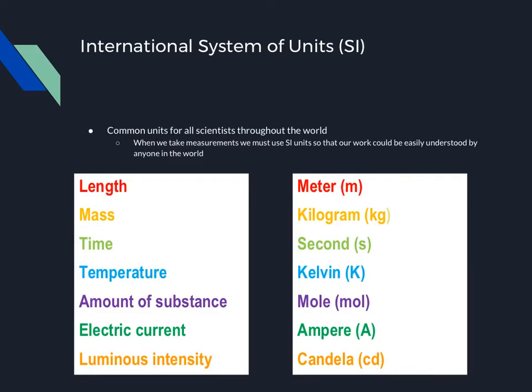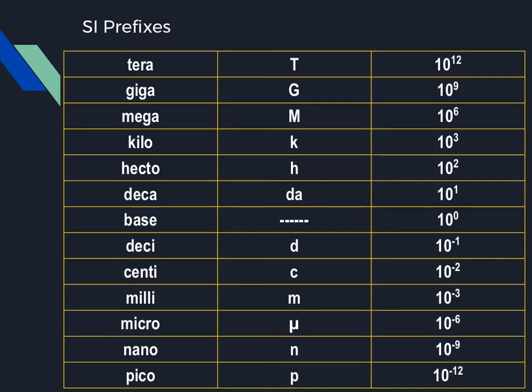Okay, the International System of Units. Remember, there are 7 different base units. We use them because all scientists throughout the world will also be using these systems, so that we can understand everybody's work throughout the world. You do need to be familiar with the base units, such as the meter, the kilogram, the second, the Kelvin, as you go into the test on Friday.